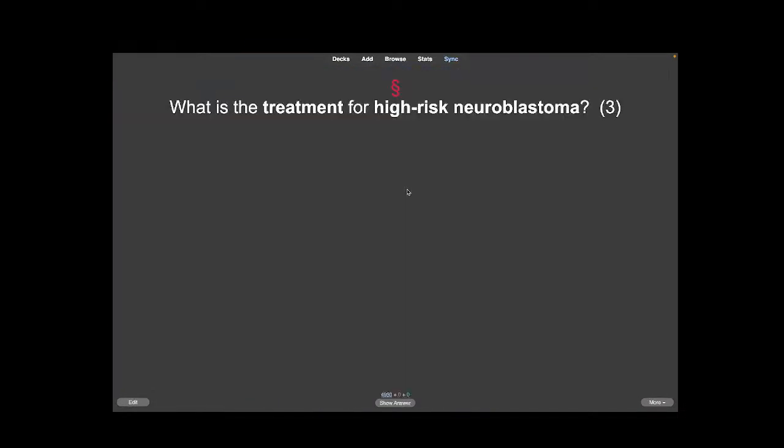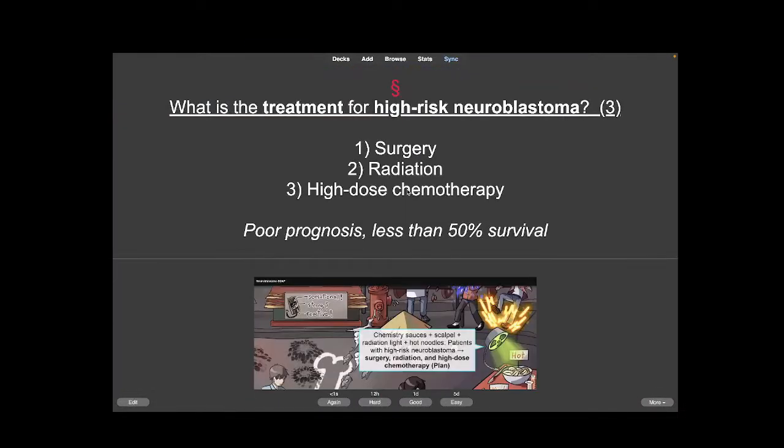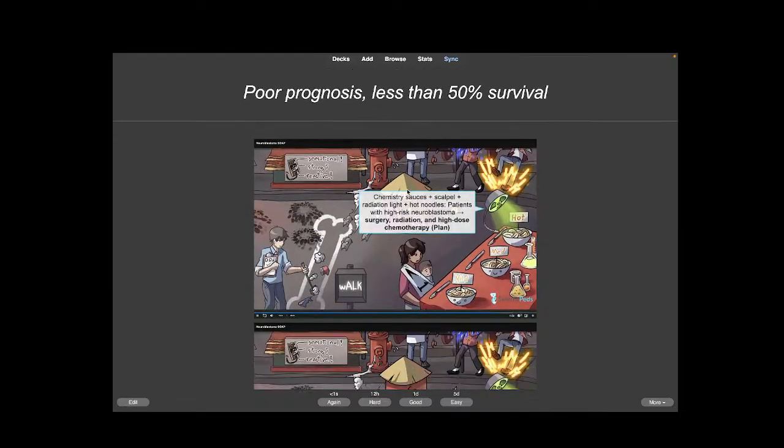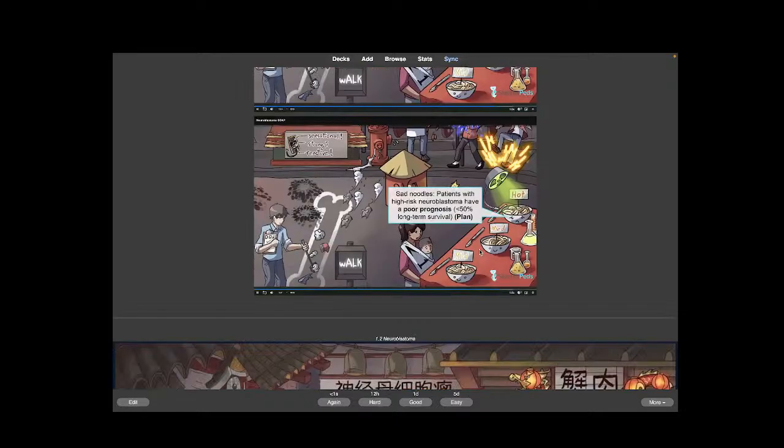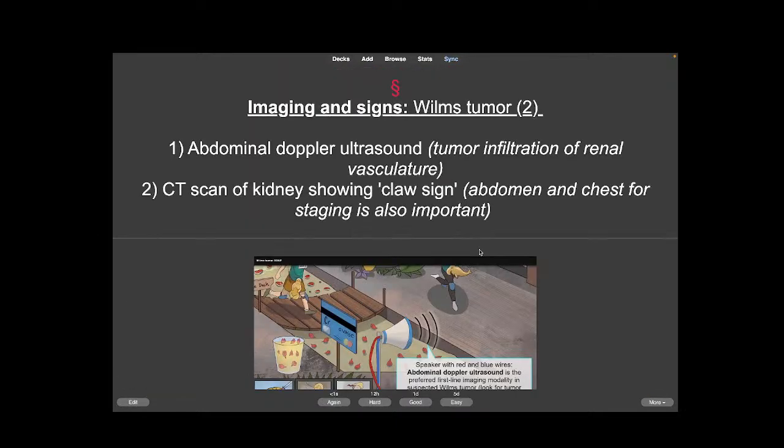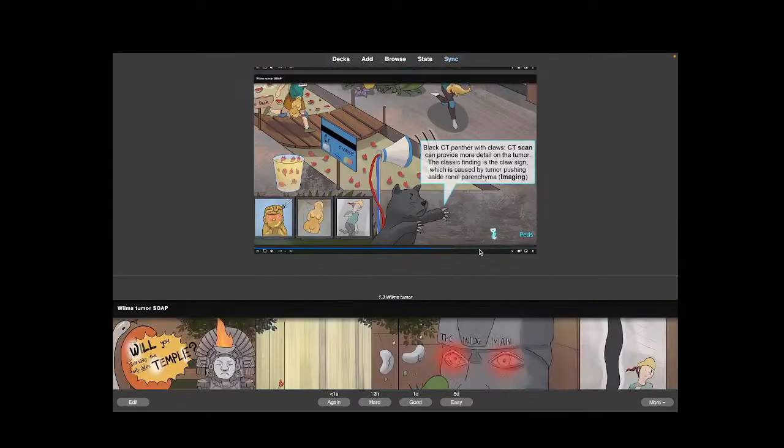What? Okay, treatment for high risk. We go for the surgery, we go for the radiation, we go for the chemo, bro. So we got some chemo here, mild, medium, moderate. Okay. I like that. I like it. We're going for Doppler, obviously. Oh, that's it. Oh, nice.